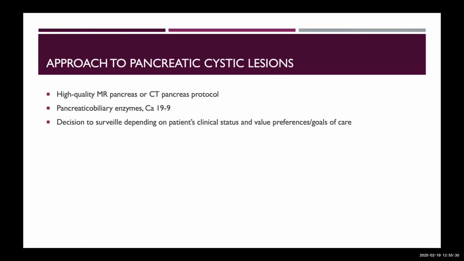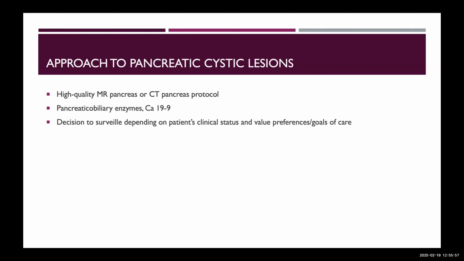So quickly, what's my approach to pancreatic cystic lesions? First of all, get a high-quality MR pancreas or CT pancreas protocol. As I mentioned, a CT renal colic or an ultrasound really is not sufficient to characterize pancreatic cystic lesions. Get your usual pancreatic biliary enzymes: amylase, lipase, CA19-9. If there is any concern that it's not a pseudocyst or a serous adenoma, your decision to survey these patients depends on their clinical status and their value preferences.